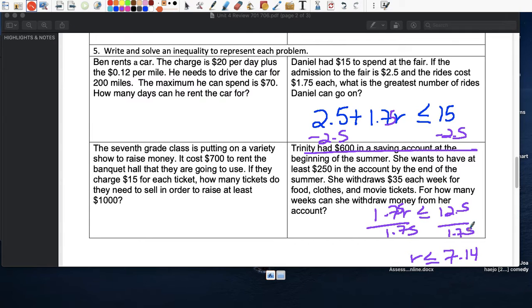7.14. You can't go on 7.14 rides. So either go on 6 rides, or 5 rides, or 4 rides, or 9 rides, or 8 rides. That's a whole number. So the greatest number of rides he can go is going to be 7.